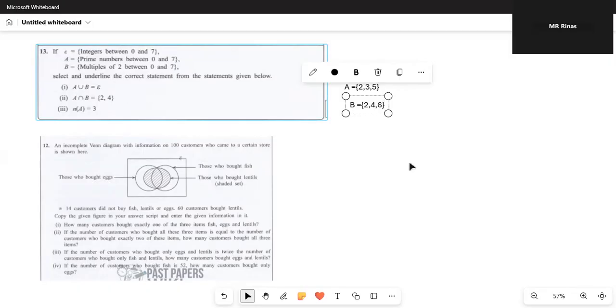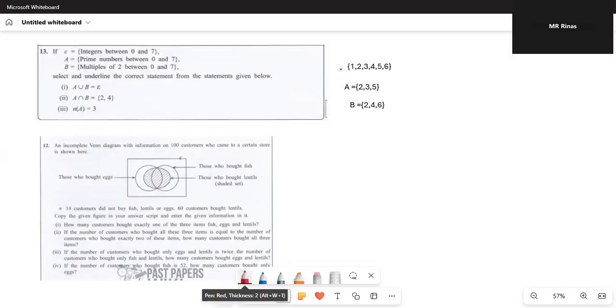A union B means, can you take the A union B? Here, A union B is equal to these elements. The total elements here, we have 1. So when we take these two together, we don't have 1. So the first answer is wrong. Second, they mentioned A intersect B. The common things are 2 and 4? No, because in A we don't have 4. So this answer is wrong. And the number of A is 3. It's correct: 1, 2, 3. So the correct answer is the third one.